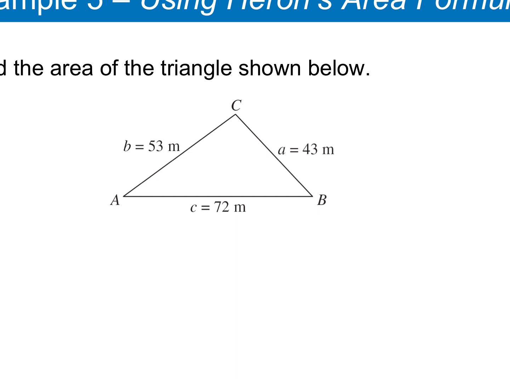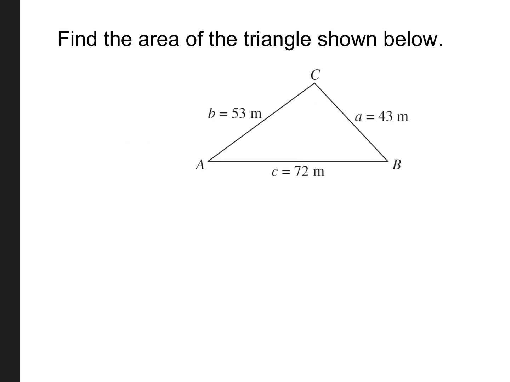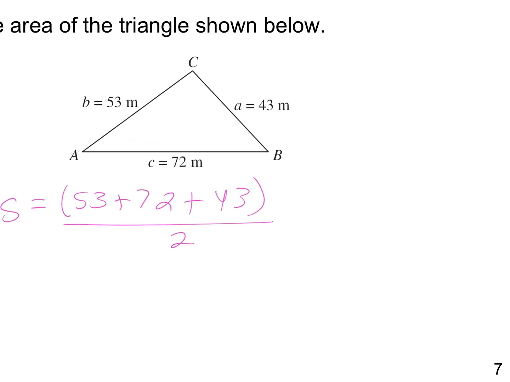But in this case, if I asked you to find the area, you could not use the law of sines one because you don't have an angle measure. It's going to say use Heron's Formula. So here it is. We got to find the S value first. S is going to be all 3 sides added together divided by 2. So 53 plus 72 plus 43 divided by 2. Does it matter what order that I add all these numbers in? No. 53 plus 72 plus 43 is 168, divided by 2 gives me 84. All right, that's my S value.